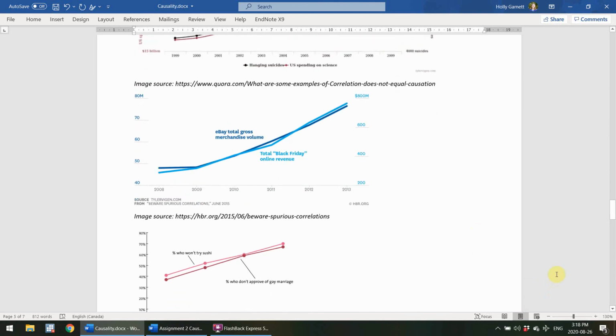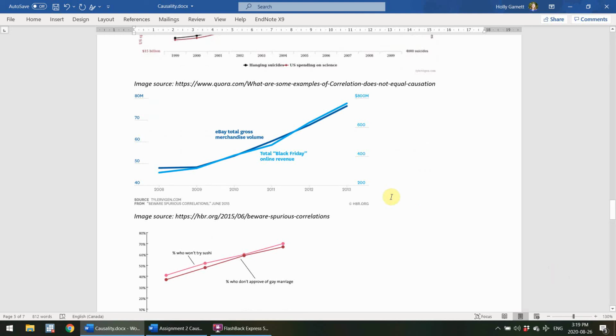Okay, this one here, eBay total gross merchandise volume and total Black Friday revenue. So what might be going on here? There's a few things that might be happening. It's possible that increases in consumption in general mean that both Black Friday is more popular and eBay sales are more popular. That's why they move together. It could also be that eBay sales are part of Black Friday revenue. So obviously they're going to go up together because one is like a measure of the other.